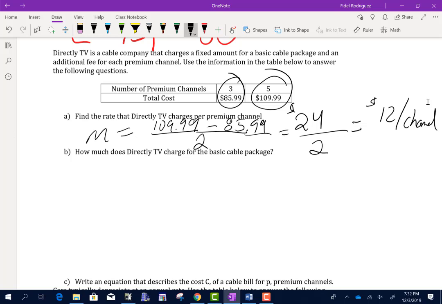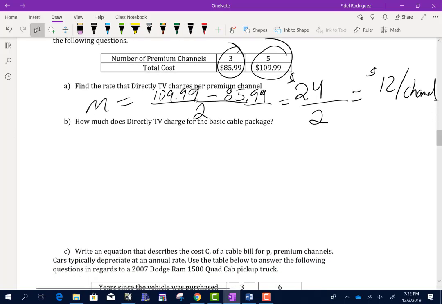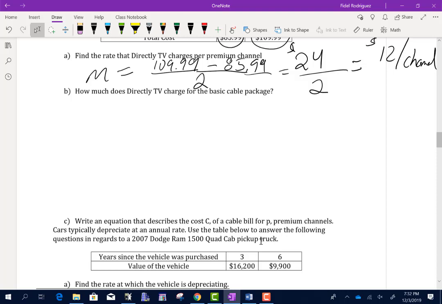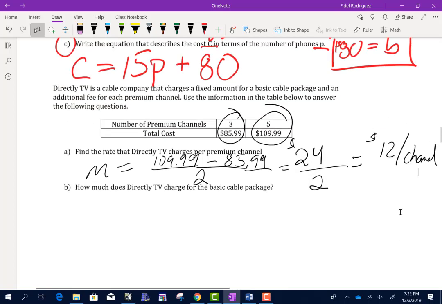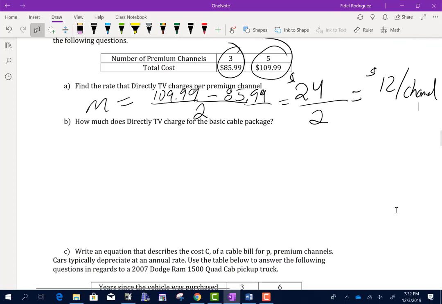So guys, I'm going to look down here because I want to say Part C, which kind of got chopped up over here. But look what it says. Part C, write the cost of a cable bill for P premium channels. Okay, so instead of using y equals mx plus b, I'm going to write it like this. C equals MP plus B, okay? P is the number of premium channels that I have, and C is my cost.